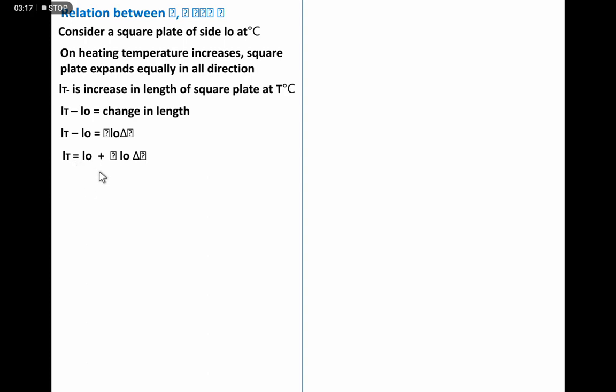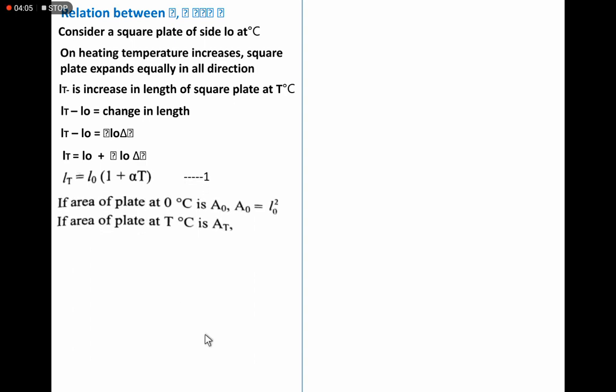I remind you, in the last lecture on linear expansion, we explained this equation: the increase in length we can determine by using change in length equals alpha L naught delta T. Now L naught is common, so our equation becomes LT equals L naught into bracket 1 plus alpha T. This is the increase in length. Equation 1.